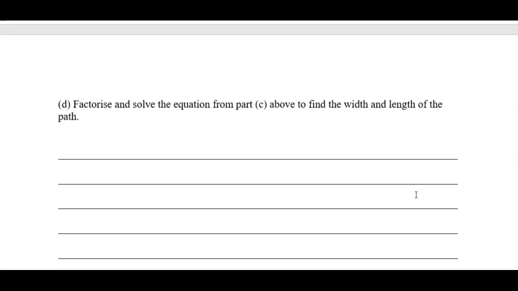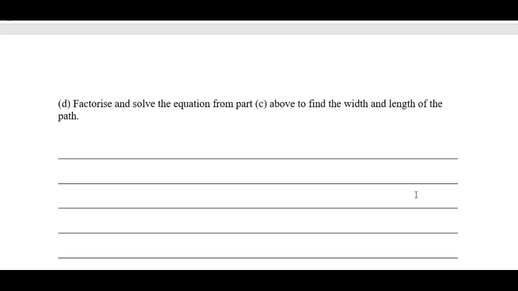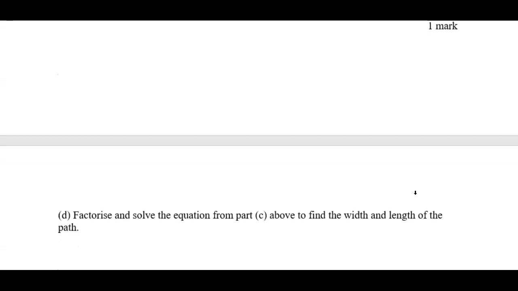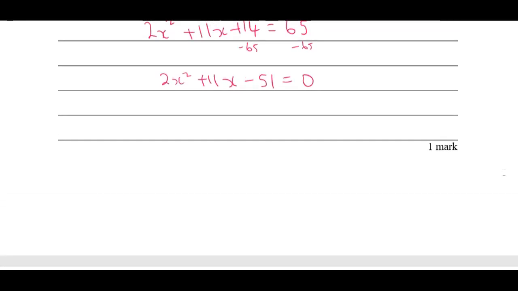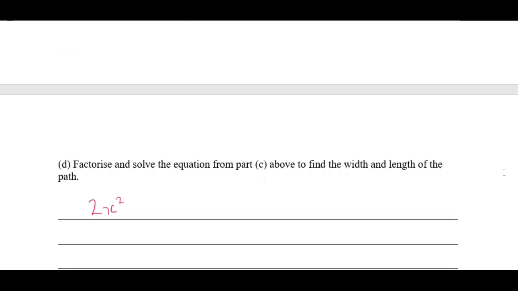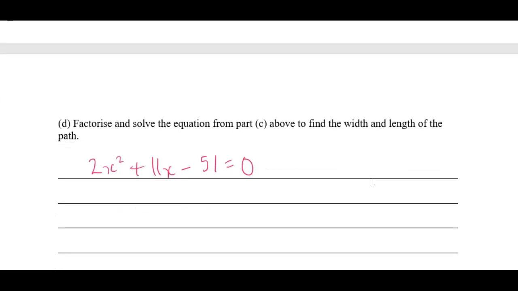Now, the following one, question D: factorize and solve the equation from part C above to find the width and length of the path. So I'm going to have to copy it down. So we have 2x squared. I'm never going to forget 11 and 51. Okay. I always forget what they are. Now, you can factorize this as a non-monic quadratic. You can use a quadratic formula.